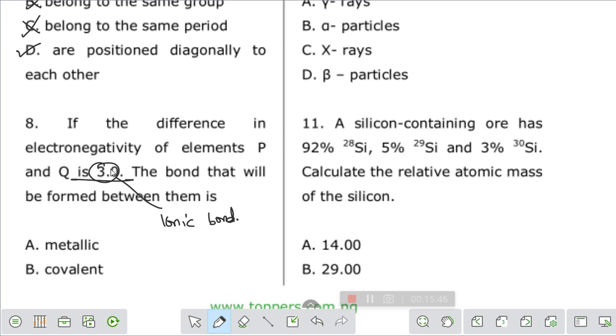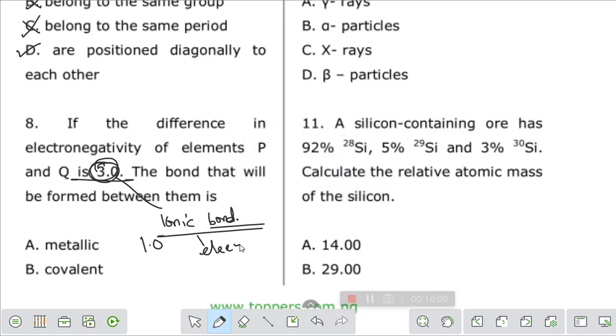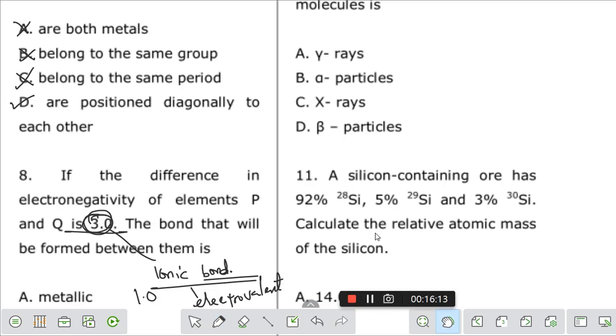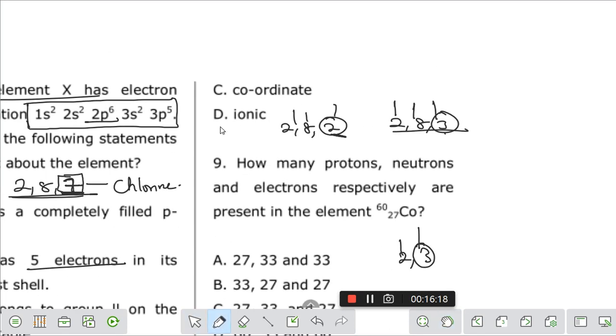If the electronegativity difference, now look at this, 3 is a very large electronegativity difference. How do we have something like 1.0? You can say it is a polar covalent bond, but the electronegativity difference is greater than 2, so that's a very large thing. So it is an ionic bond, which is also called electrovalent bond. That's the bond that will be formed between them. The answer is not metallic bond, it is not covalent bond, but the answer is ionic bond.